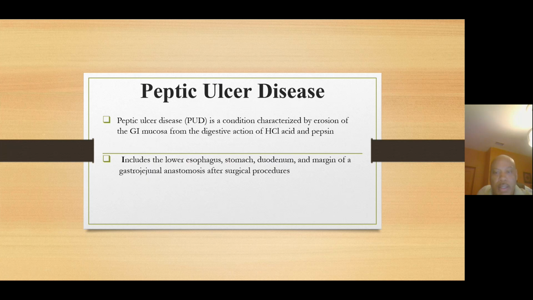All right. Now, we will be looking more specifically at peptic ulcer disease. Peptic ulcer disease is a condition characterized by erosion of the GI mucosa from the digestive action of hydrochloric acid and pepsin. These are basically digestive enzymes, acids, if you will, that destroy the mucosa, the tissue that lines the gastrointestinal system. Let me see if I can give you an example of that.